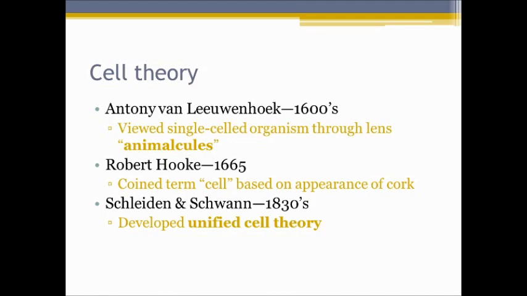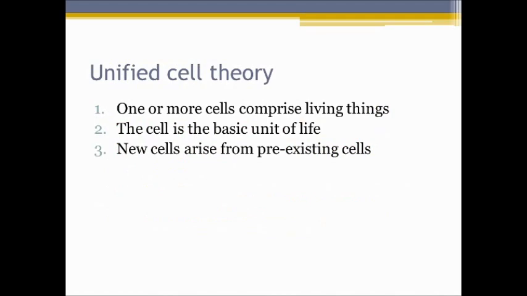And then Schleiden and Schwann in the 1830s developed a unified cell theory, which was contributed to a lot by other scientists throughout the years as well. But the unified cell theory states that one or more cells comprise living things. The cell is the basic unit of life, and new cells arise from pre-existing cells.